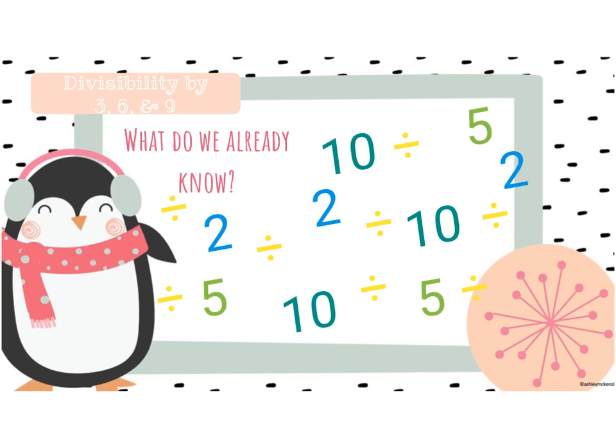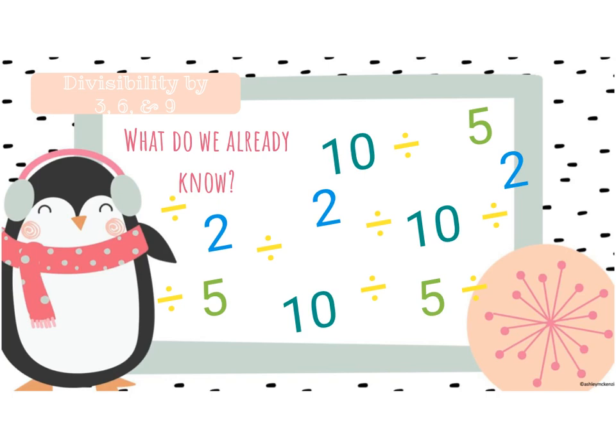What about 5? How does a number end? With a 5 or a... Let's think about our multiples of 5. 5, 10, 15, 20, 25, 30. What pattern do you see at the end of every number? It's either a 5 or a 0. So if a number ends with a 5 or a 0, then it can be divided by 5. That means that number is divisible by 5.